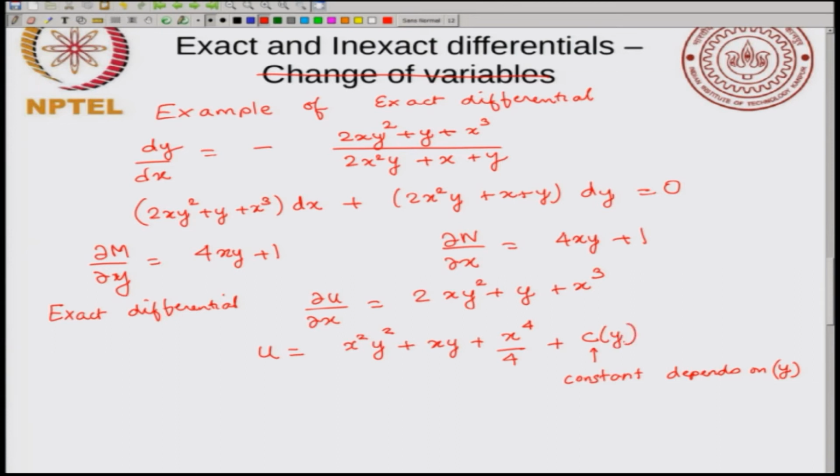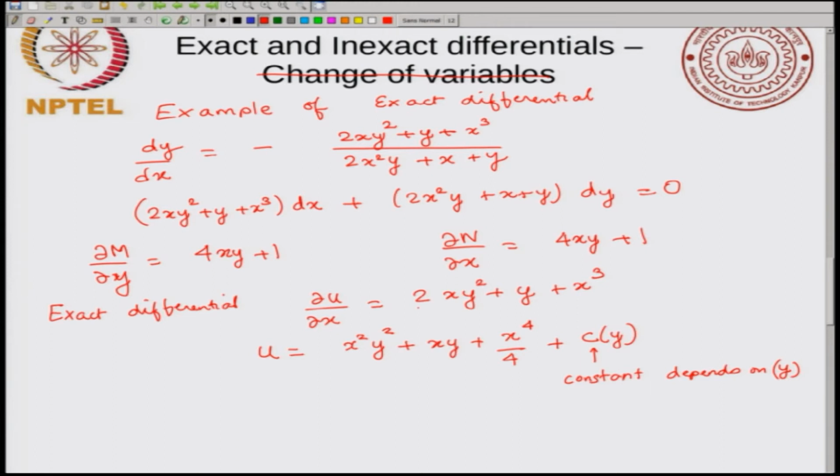Okay. So, I should write c of y, because I had a partial derivative with respect to x. So, any function of y, if I take the derivative with respect to x, it will go to 0. So, if I have this, you can verify that a derivative with respect to x will give me exactly the above equation. Okay. So, this is a form of u.